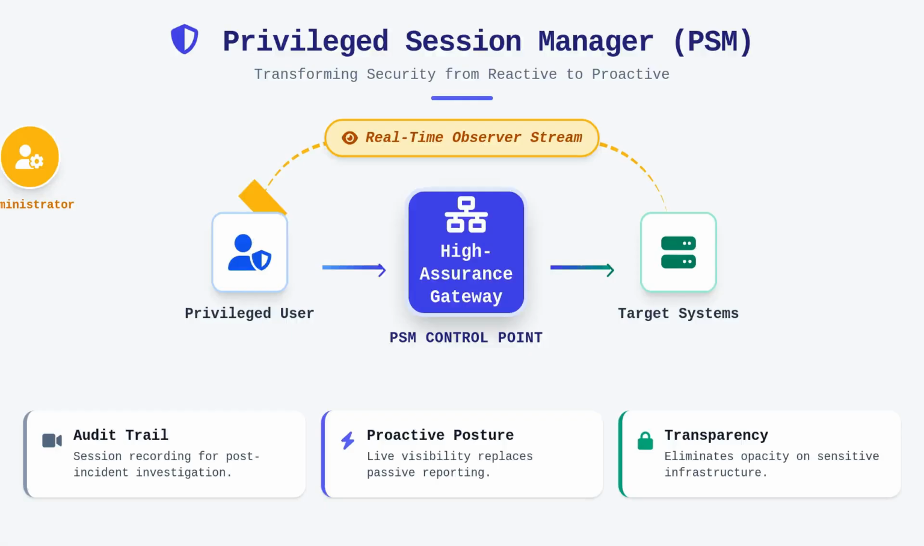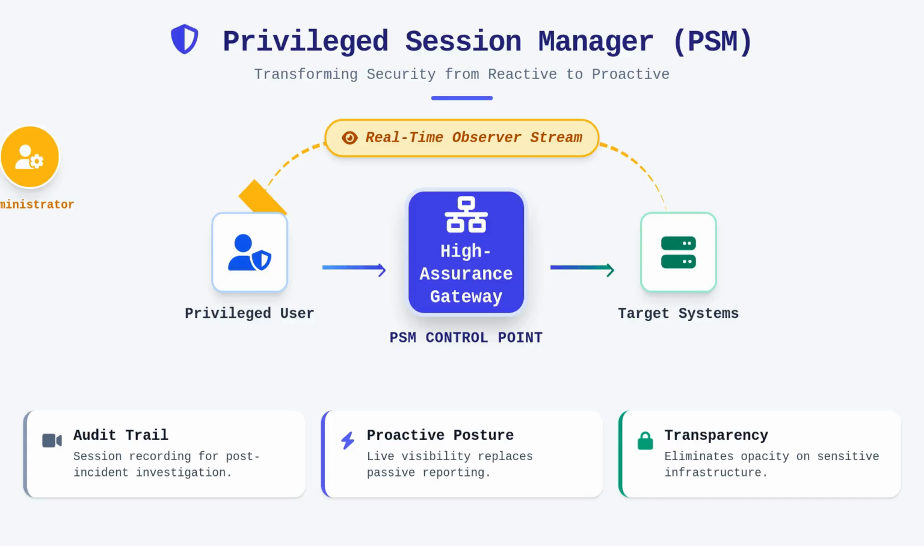When we deploy the Privileged Session Manager, we are essentially placing a high-assurance gateway between our privileged users and the target systems they need to manage. While recording sessions provides a valuable audit trail for post-incident investigation, real-time visibility is what fundamentally shifts our posture from reactive to proactive. Within the Password Vault web access interface, authorized users with the appropriate permissions can view a list of all currently active sessions that are being proxied through the PSM.